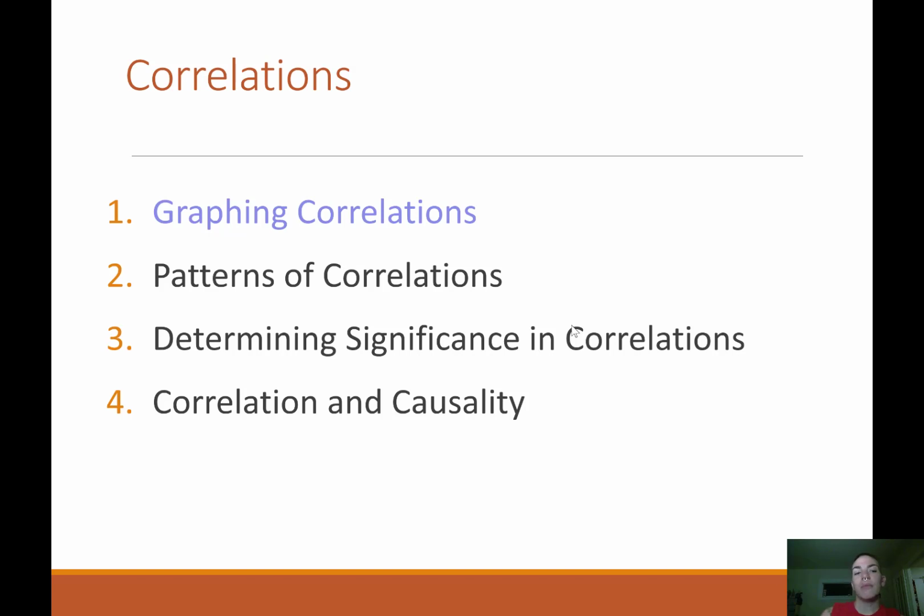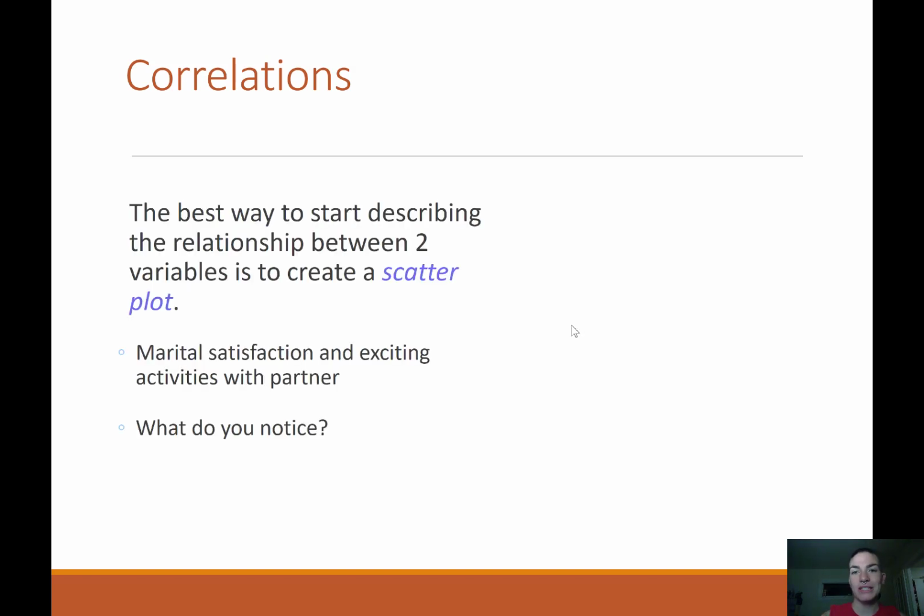In this lecture, I'm going to break correlations down into 4 sections. I'll start with how to graph or visualize correlations, and then we'll ease into patterns of different correlations. So we graph them to look at the patterns. We can talk about several different patterns that correlations could take. And then we'll talk about how to actually calculate the correlation and determine statistical significance. And finally, we'll talk about how to interpret correlation and how not to interpret correlations.